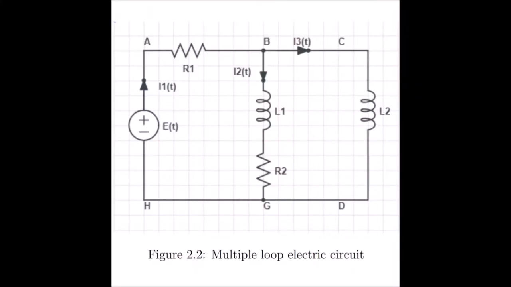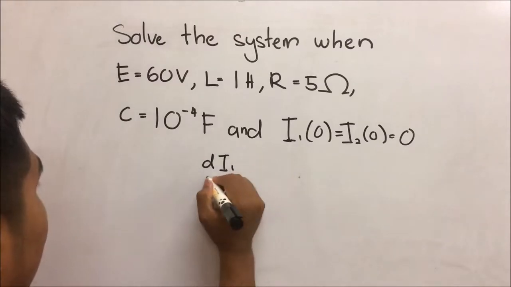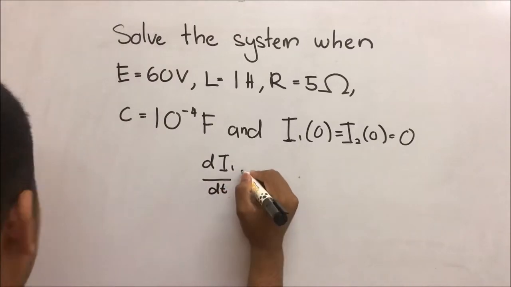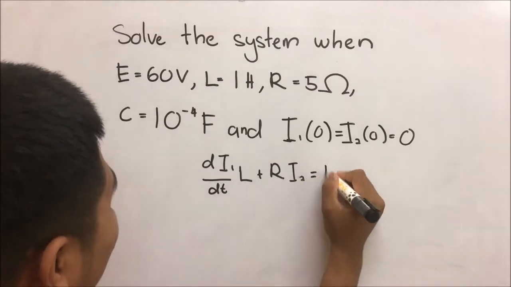The current flows through A, B, G, H, and A to make one loop, and through A, B, C, D, G, H, and A to make another loop. So it is called a multiple loop electric circuit because it has more than one loop. E stands for potential difference, L stands for inductor, R stands for resistor, and C stands for capacitor.